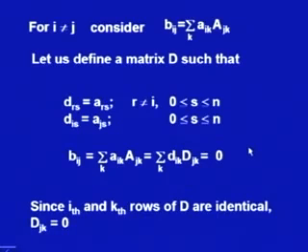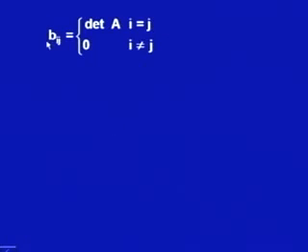Now, one may notice that since ith and kth rows of D are identical, all the cofactors Djk will be 0, because ith and kth rows of D are identical, and that simply means that Bij is 0 whenever i is not equal to j, and this simply means that Bij is equal to determinant A when i is equal to j, and it is 0 when i is not equal to j.